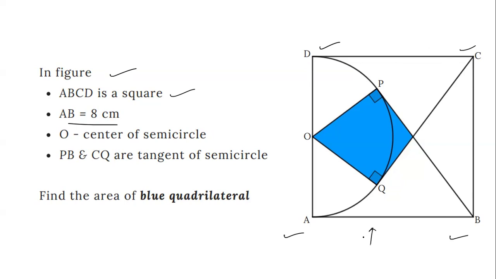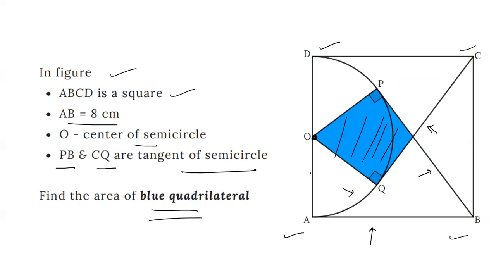So it is a square, so all sides are equal to 8 centimeter. O is the center of this semicircle, and PB and CQ are tangent to the semicircle. So this is PB and this is CQ, and both are tangent to this semicircle. Then we have to find the area of this blue quadrilateral. So this is the problem. So let's see how we can solve this.